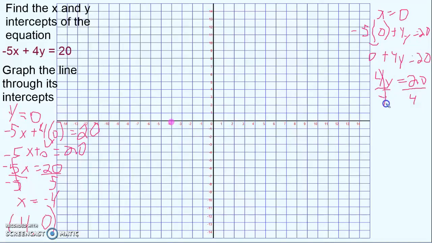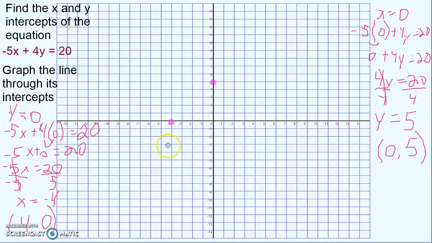So 4 divided by 4 is 1, and we'd end up with 1y. By multiplicative identity, we know that anything times 1 is itself, so we get just y here. And on this side, we have 20 divided by 4. It's a positive divided by a positive, which is going to be a positive number, and 20 divided by 4 is 5. So we get that y is equal to 5. If we write this as a point, we have 0, because x is equal to 0. And when x is equal to 0, y is equal to 5. So we could go ahead and plot that point as well. We start at 0, we go side to side 0. Then we go up 5, and we have a point right there, which is our y-intercept.